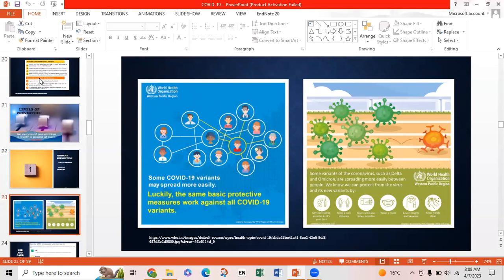This slide shows some COVID-19 variants that may spread rapidly. Luckily, some basic protective measures work against all COVID-19 variants. The other slide shows that some variants of the coronavirus, such as Delta and Omicron, spread more easily between people. We know that we can protect ourselves from the virus, even now that a new variant is available.